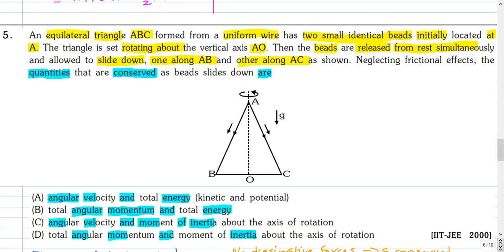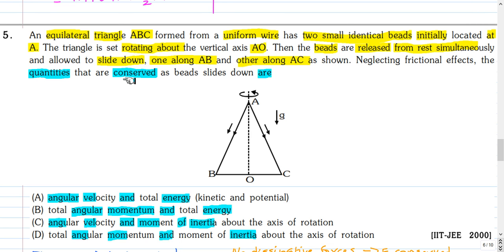This is the next question. An equilateral triangle ABC formed by a uniform wire has two small identical beads initially located at the point A. The triangle is set rotating about vertical axis AO. Then the beads are released from rest simultaneously and allowed to slide down, one along AB and another along AC.